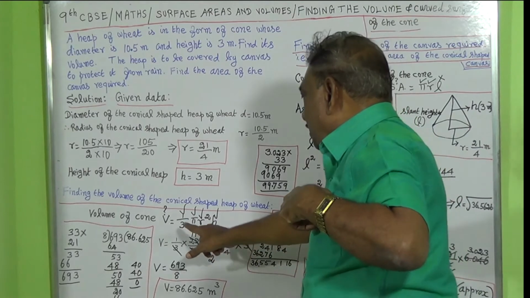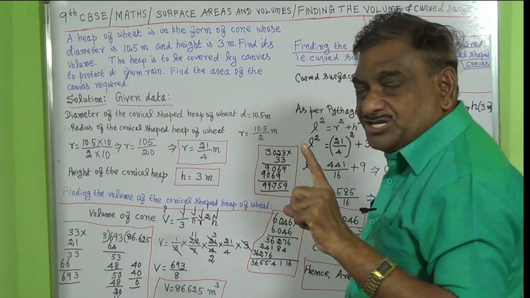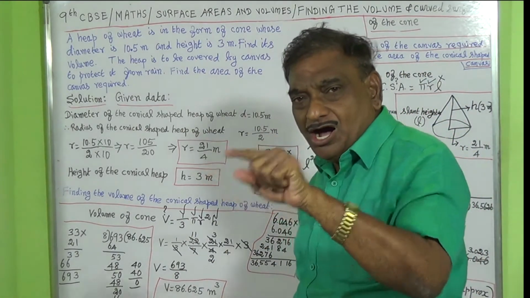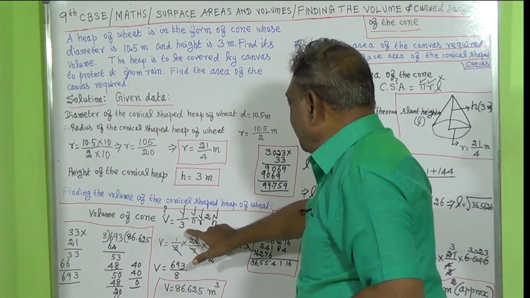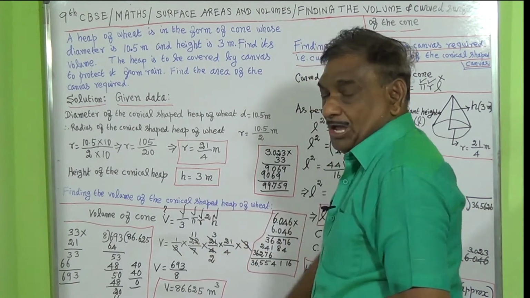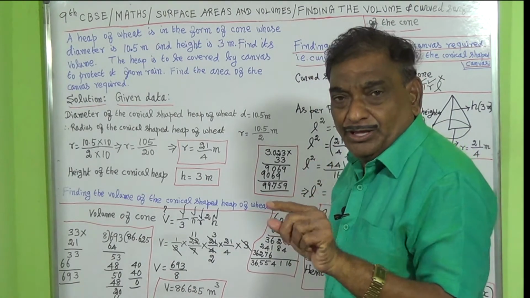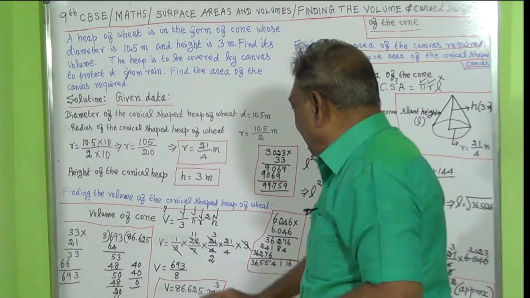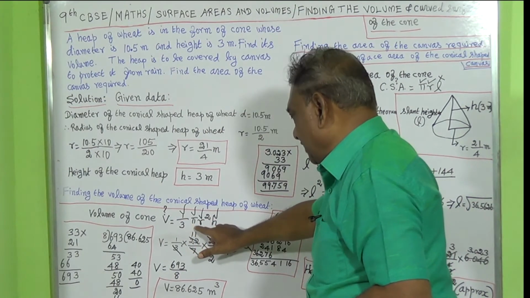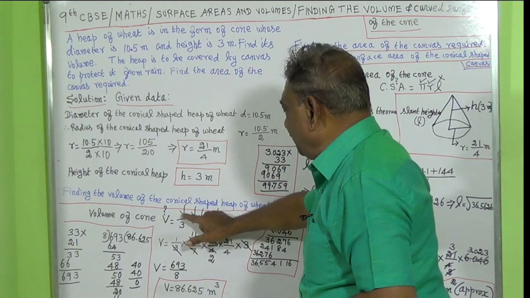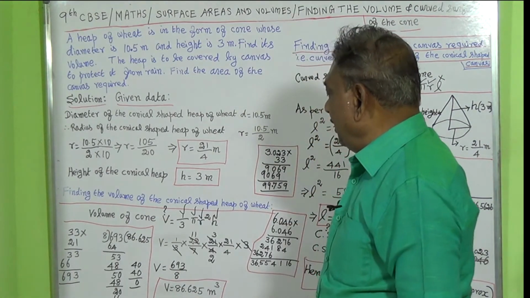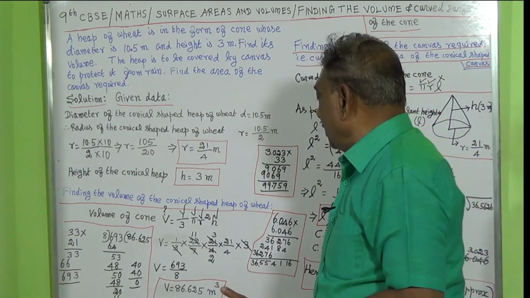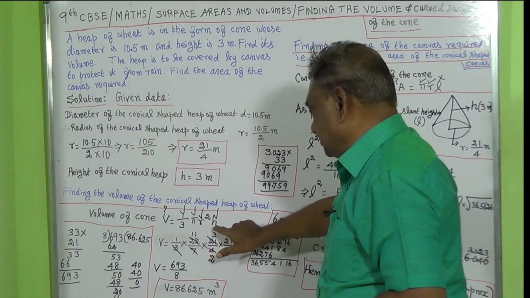There is only one equation. In this equation, there are 5 data. On the left side, there is only one data. On the right side, there are 4 data. Of these 4 data, 2 are constants, that is 1 by 3 and pi. So I put the tick mark to 1 by 3 and pi. The remaining 2 are radius and height.